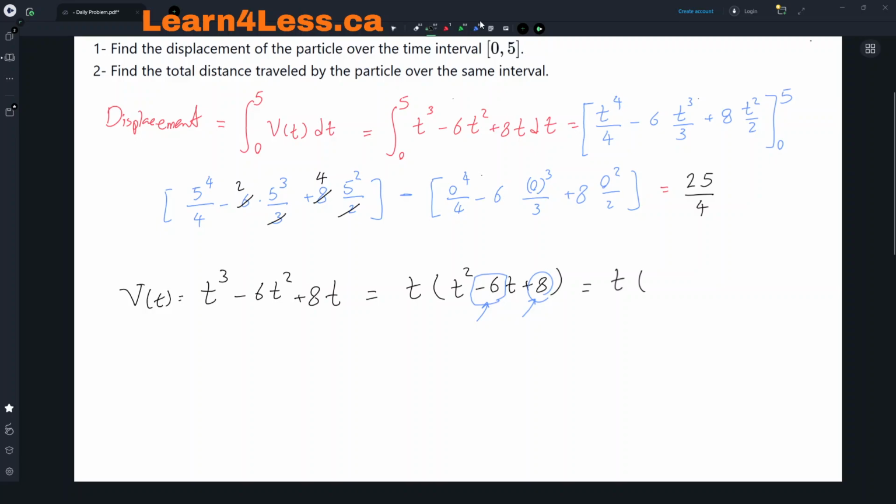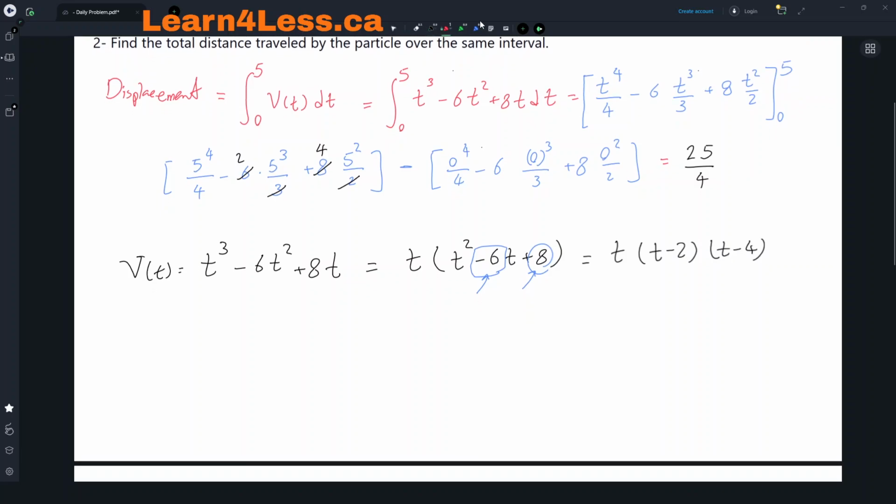So I can write that as t minus 2 and t minus 4. So this is a factored version of this function. And the reason that I factored that is it helps me to find out when it would be 0. It would be 0 when t is 0, when this bracket is 0, or basically t is 2, and when t is 4. So this function has 4 roots.